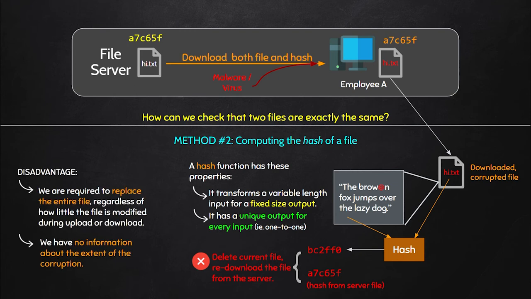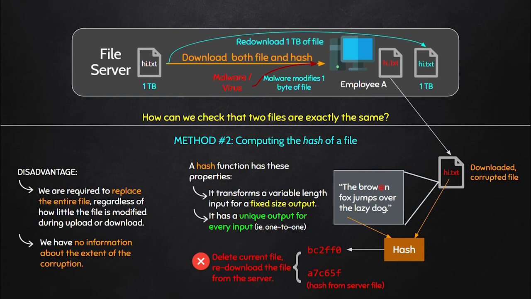We are required to replace the entire file because we have no information about the location and the extent of the file corruption. For instance, suppose that our hi.txt file is 1 TB in size. If malware modifies a single byte of this file during download, we will need to re-download the entire 1 TB of file without any guarantee that this new file is not corrupted. This will severely impact the bandwidth of our company network.